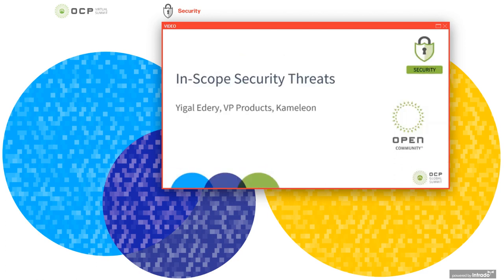My name is Igal Edry. I am the VP Products in Chameleon, an Israeli startup working in the hardware security space. Before Chameleon, I worked for Microsoft and I was the program manager for Azure Hardware Security. So I think I have a good perspective to share with you what it is that OCP-Security is working on and what threats we are trying to mitigate. Let's get started.